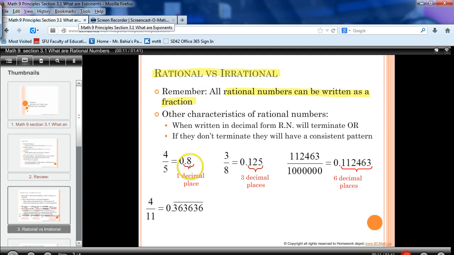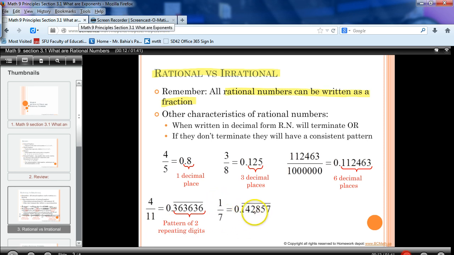If it's a decimal and you're not sure, look at it: does it end? Does it terminate at a certain point? If it does, it can be written as a fraction, which means it's rational. And if it goes on forever but has a pattern, it can be written as a fraction, which means yes, it's rational. So that's rational: a pattern of these two repeating digits.